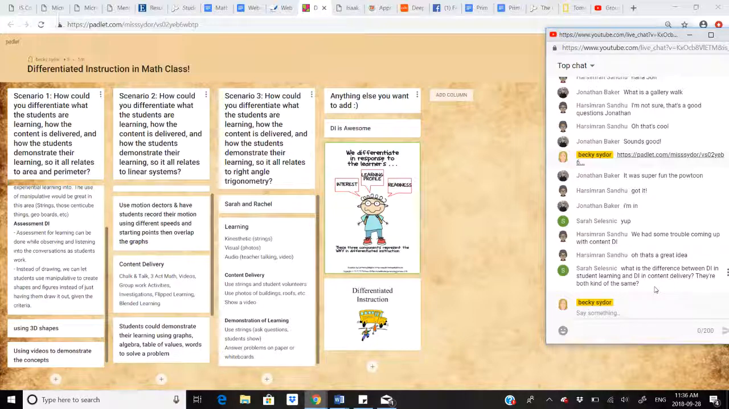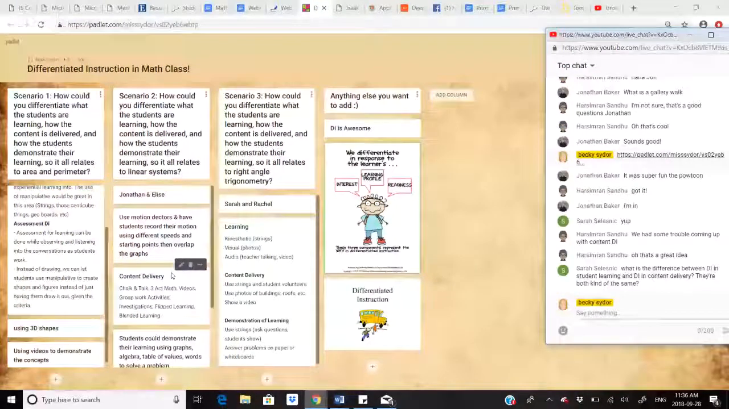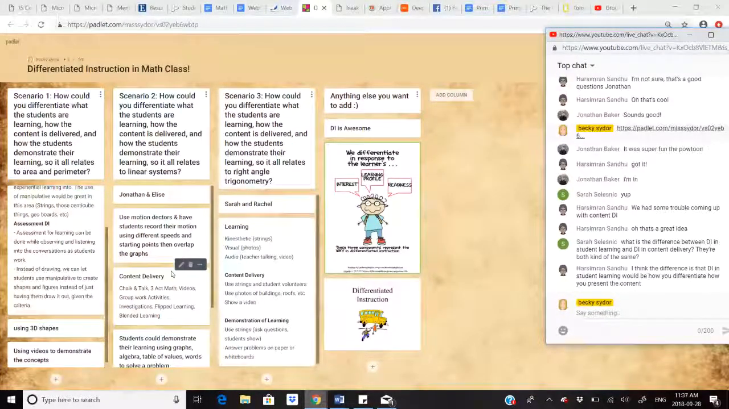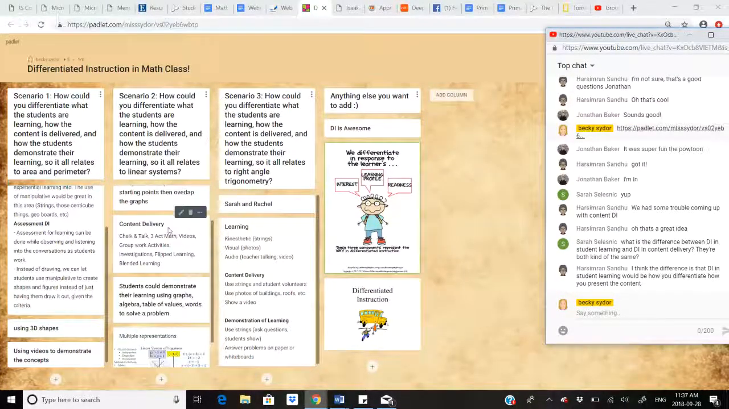techniques. Yeah. So for scenario 2, linear systems, motion detectors are a great idea, and then they can graph those. Yep, very good point, Simran. The content delivery, you could do track and talk. You could also do the 3-act math videos, group work, investigations, flipped learning, and blended learning. That's awesome. The linear systems is a great opportunity for all of these.